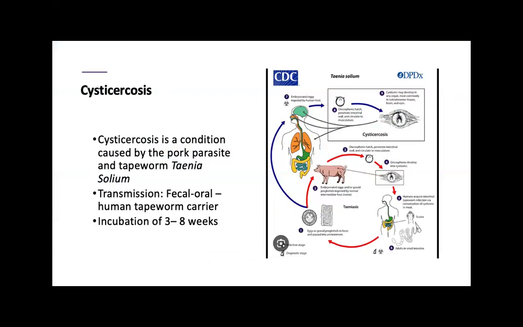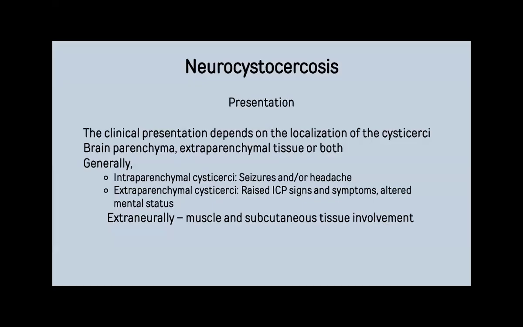The next topic is cysticercosis, which is a condition caused by the pork parasite and tapeworm Taenia solium. It's transmitted fecal-orally by a human tapeworm carrier, and the incubation is 3 to 8 weeks. I'm sure we've all seen that life cycle.